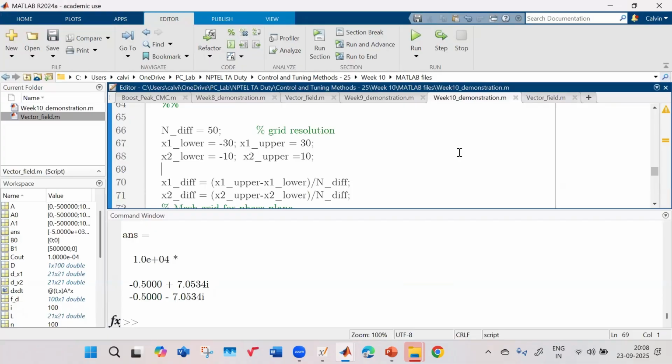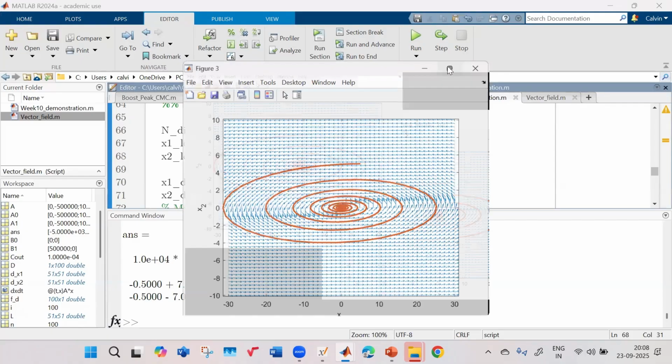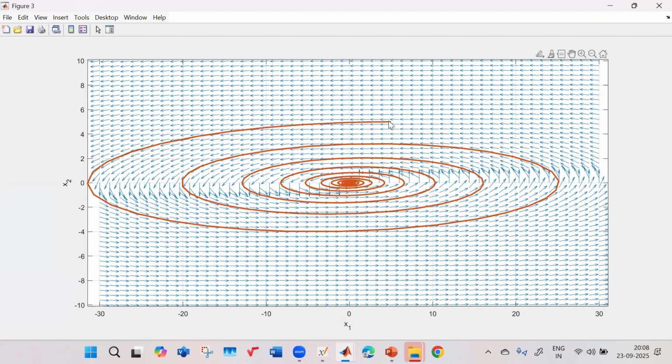I'll run it. Like this. So it is going from this point, just going on, coming here, again reducing, reducing, reducing. And these arrows point in the direction of the vector field. So is the vector field clockwise or anti-clockwise? Anti-clockwise. This is anti-clockwise. Okay.